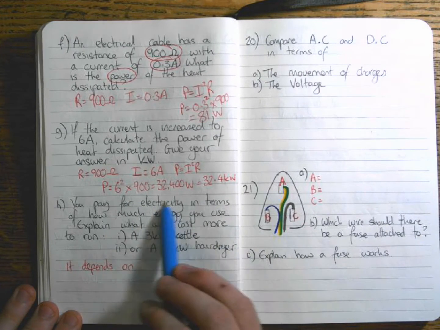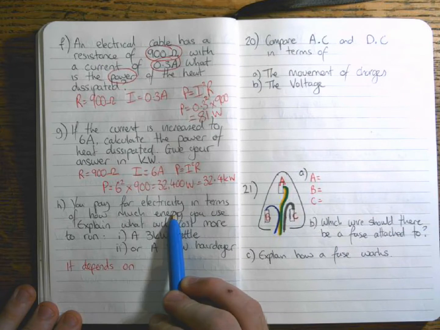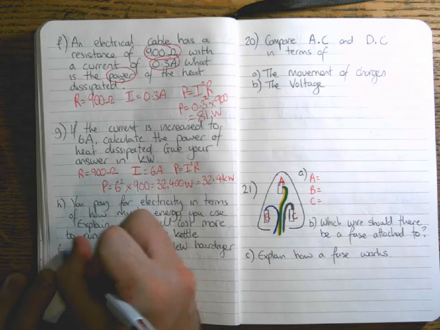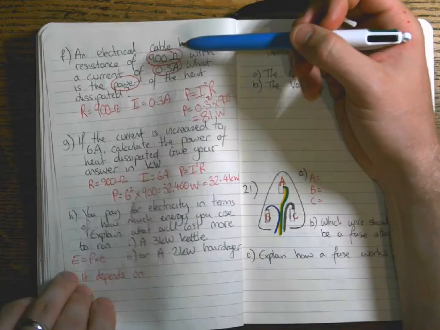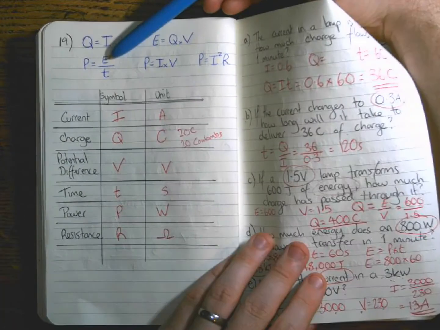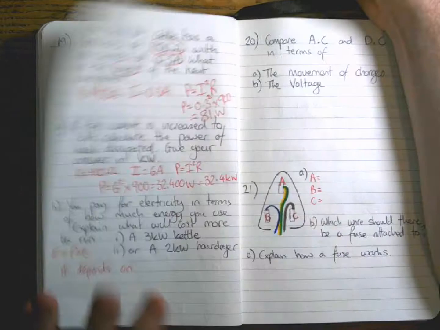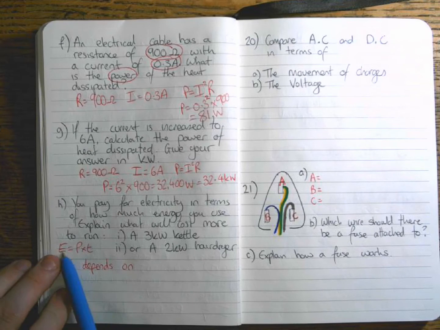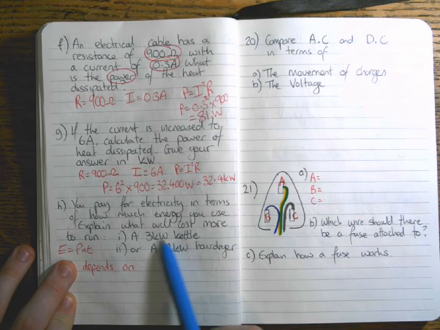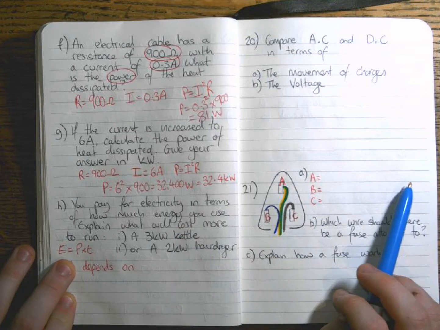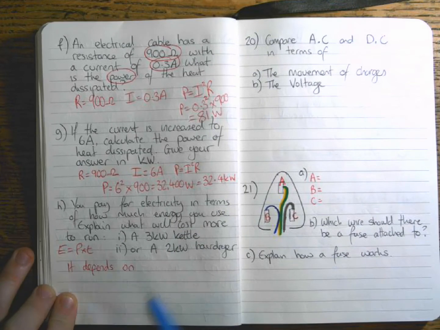if you pay for electricity in terms of energy, let me just rearrange this equation, that energy equals power times time. You can see that the total amount of energy that you use depends on the power of the object, but not just that, how long it's on for.